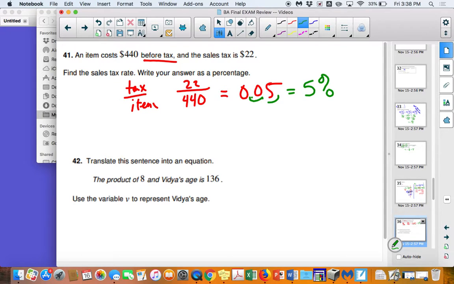Translate this sentence into an equation. And it does say underneath, use the variable v for Vita's age, whatever that is. So here we go. The product of 8 and Vita's age is 136. Well, it hinges on, do you know what product means? That's multiply. So we're going to multiply 8 and Vita's age, which is v, and is means equal, 136. And it didn't say anything about solving, it just said write it. So we should be good.